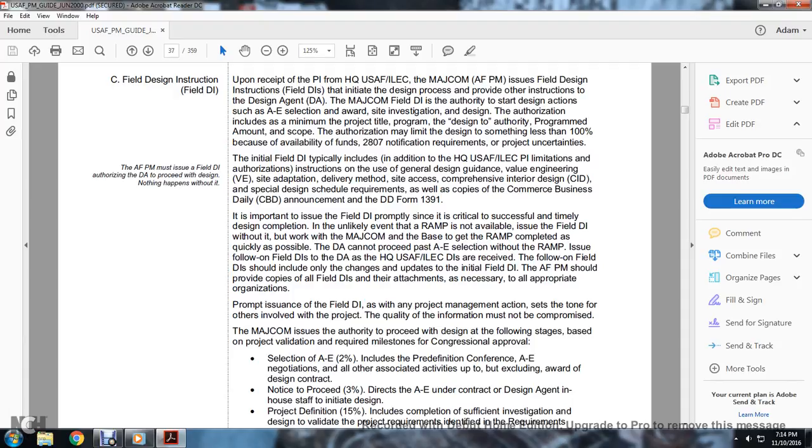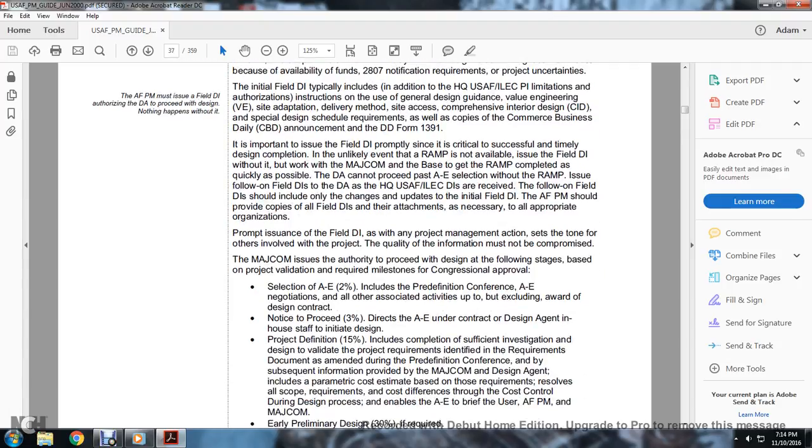The design agent and the headquarters of the U.S. Air Force Engineering Corps receive the design instruction. The following field design instructions should include only the changes to update the initial field design instruction, the AFP, and should be provided with a copy of the attachments to all the appropriate organizations. Prompt issue of the field design instruction on any project sets the tone for the others involved with the project. The quality of the information must not be compromised.